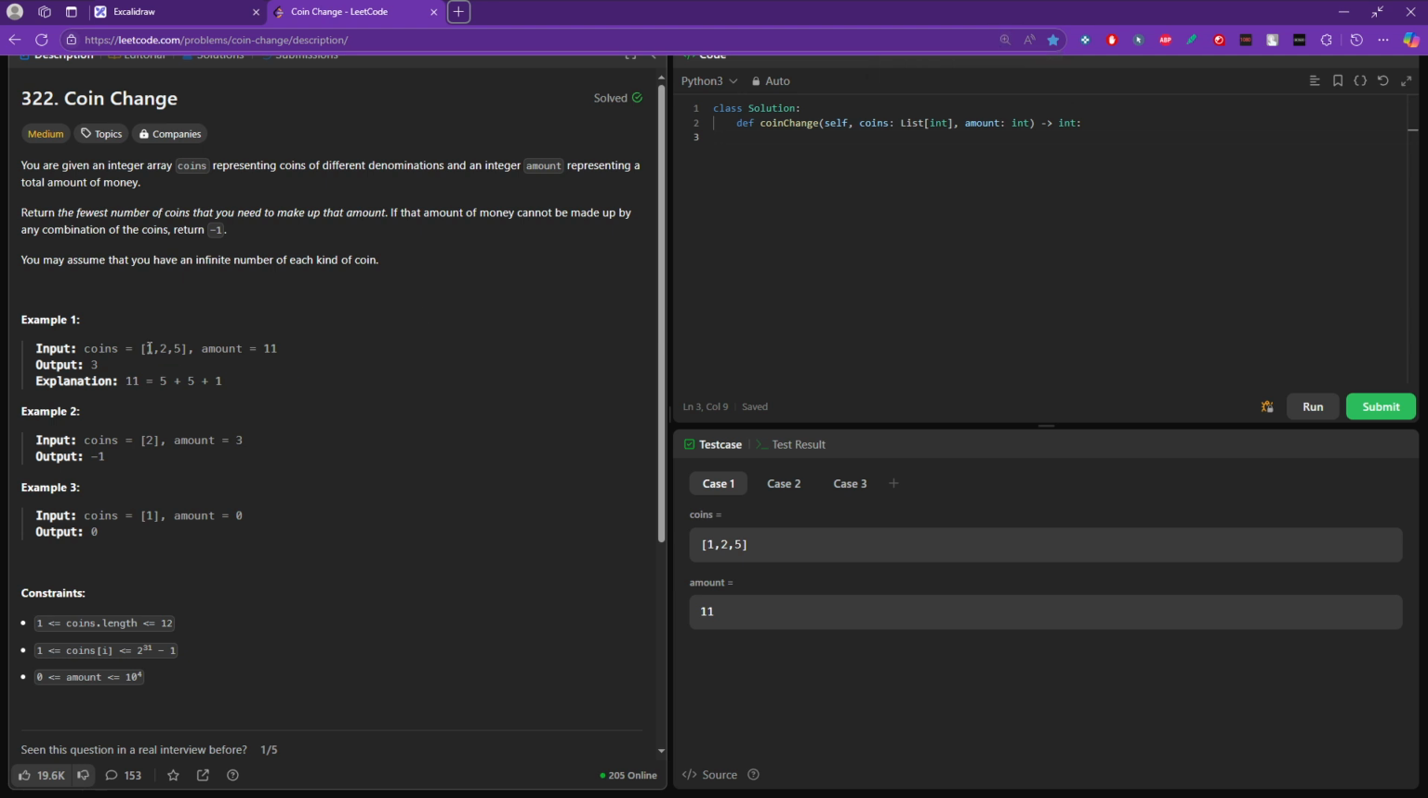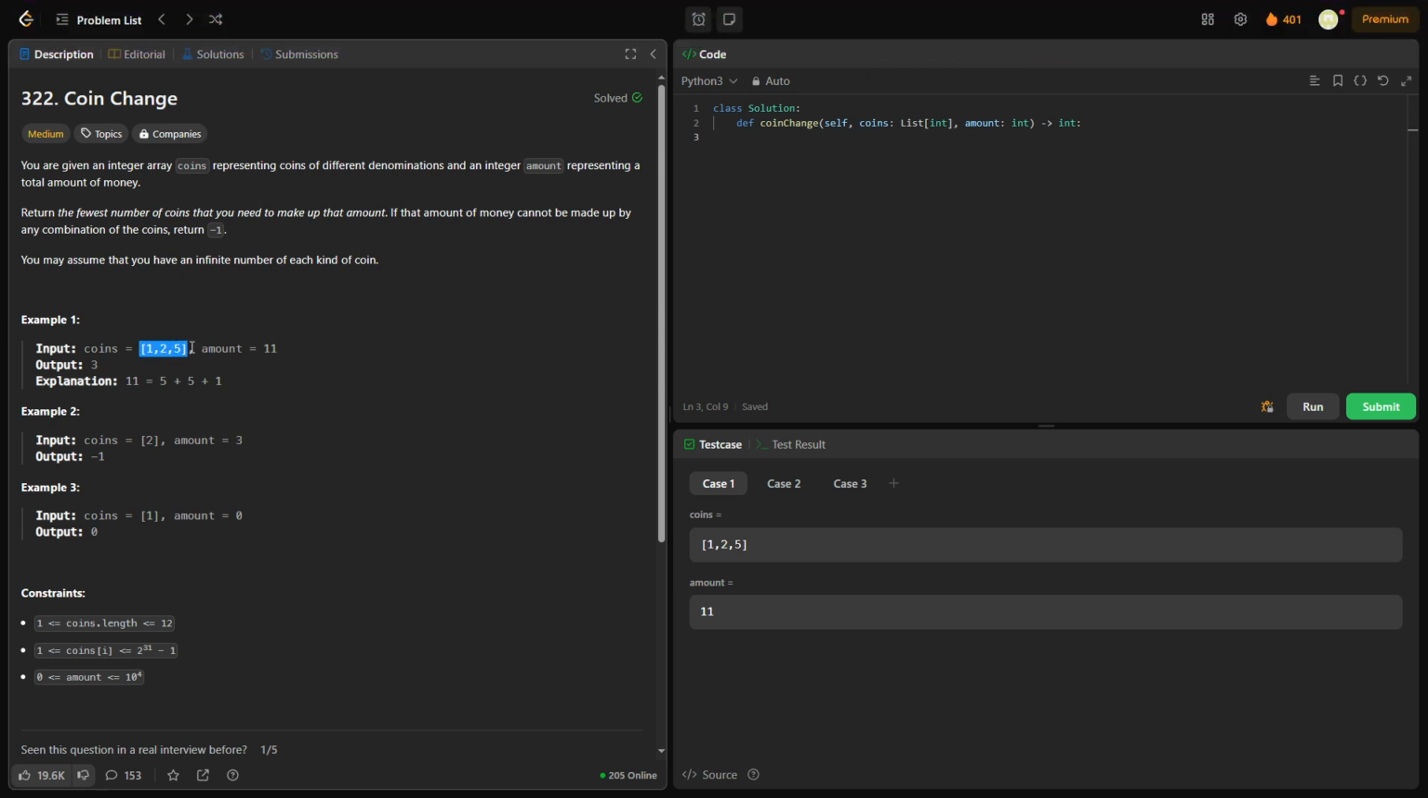Okay, so we have these different types of coins, right? A 1, 2, and a 5, and we have to make up the amount 11. Now you could use like 11 1 coins to make up the amount 11, but you're not returning the fewest number of coins needed to make up that amount, because we could use a 5 coin, and a 1 coin to make up the amount 11, and that's only 3 coins, which is less than 11.